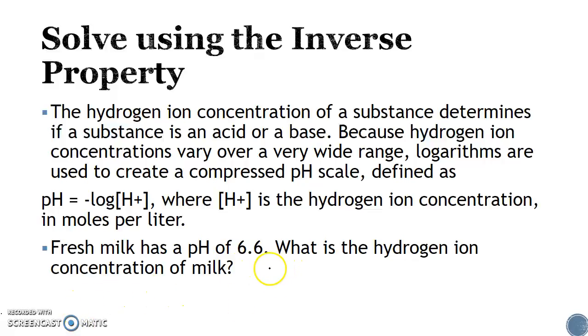So 6.6 is equal to negative log of H+. In order to solve this, I'm first going to divide on both sides by the negative to get the logarithm all by itself. So I'll divide by -1 on both sides of my equation, and so that gives me negative 6.6 is equal to the log of H+.